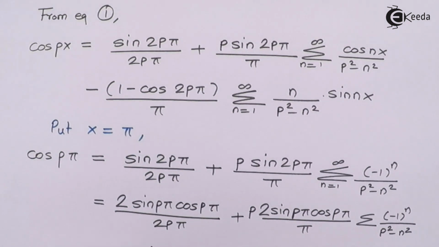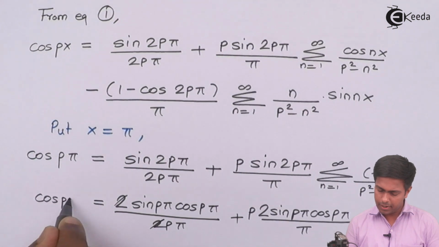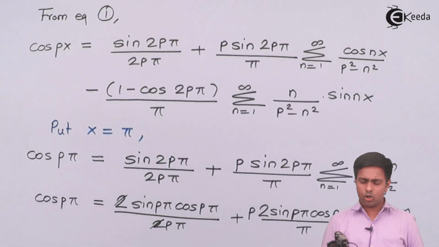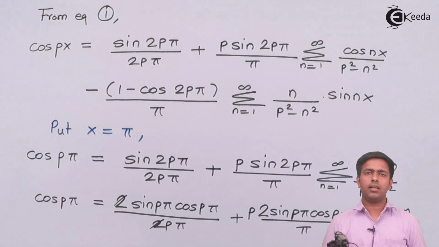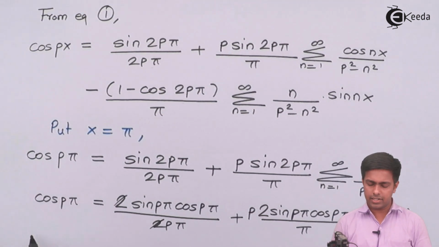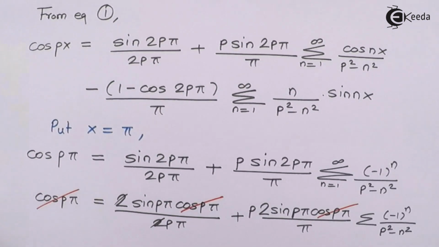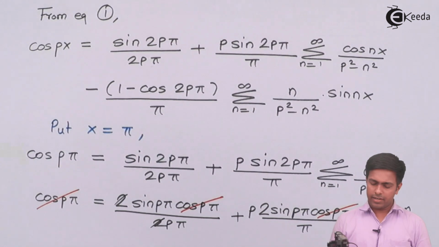Now guys, here we can cancel this 2. On the left hand side we have cos of p pi. Can you see that the cos of p pi term is there on the left hand side as well as on the right hand side? So I can cancel this cos of p pi from LHS as well as from RHS from each term. So what we get?